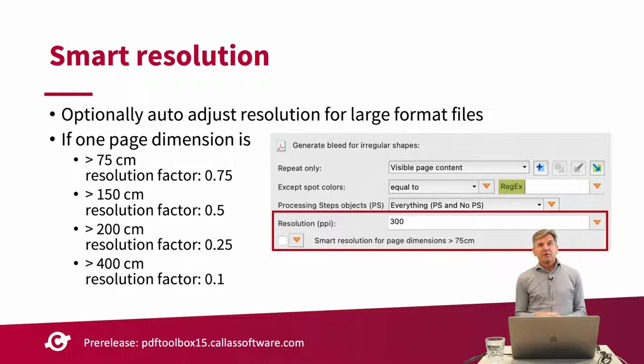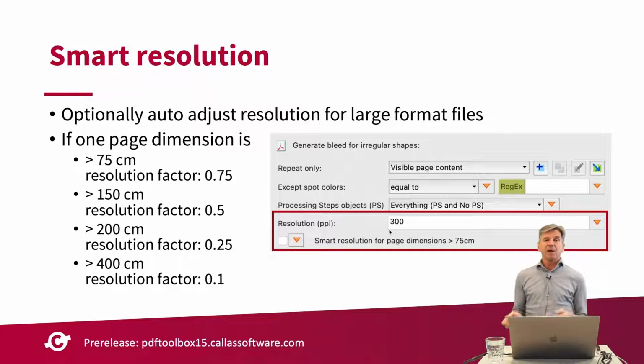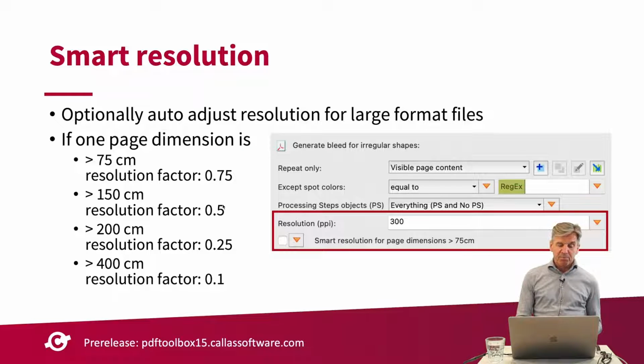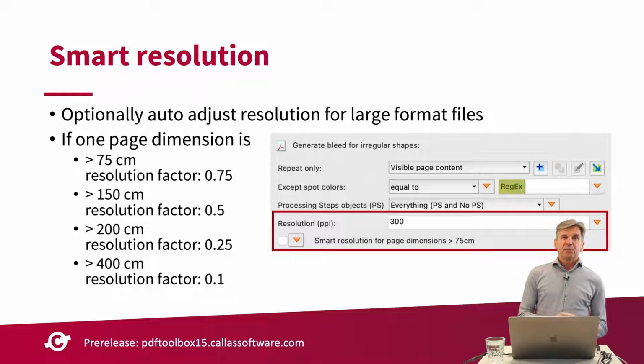So the solution here is the smart resolution, the ability to adjust resolution. In all of the fix-ups and checks that I've just mentioned, you have a new checkbox with the name Smart Resolution for page dimensions above 75 centimeter. If you enable that checkbox and one dimension is above 75 centimeter, it will apply a resolution factor. In my example here with 300 ppi, it will multiply 300 by 0.75. If it's above 1.5 meter, it will apply a 0.5 resolution factor, which means effectively you will use 150 ppi.